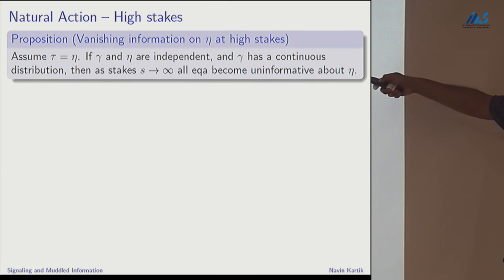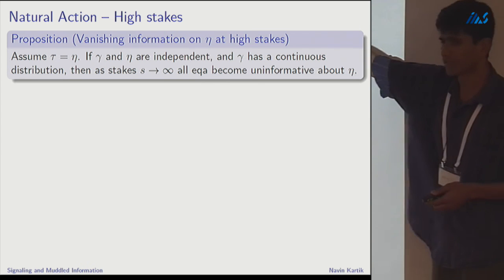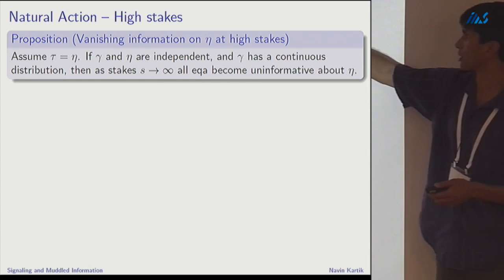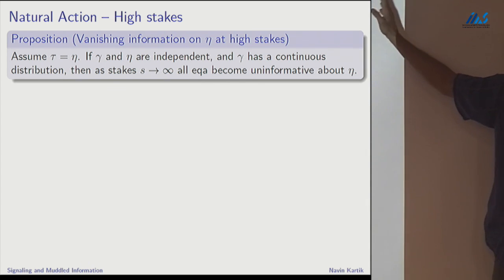So this assumption is a little bit stronger than we need, but it makes the statement easier. Suppose that the types are distributed independently across the two dimensions, and the marginal on the gaming ability is continuous. Then as stakes blow up, all equilibria become uninformative about natural actions.